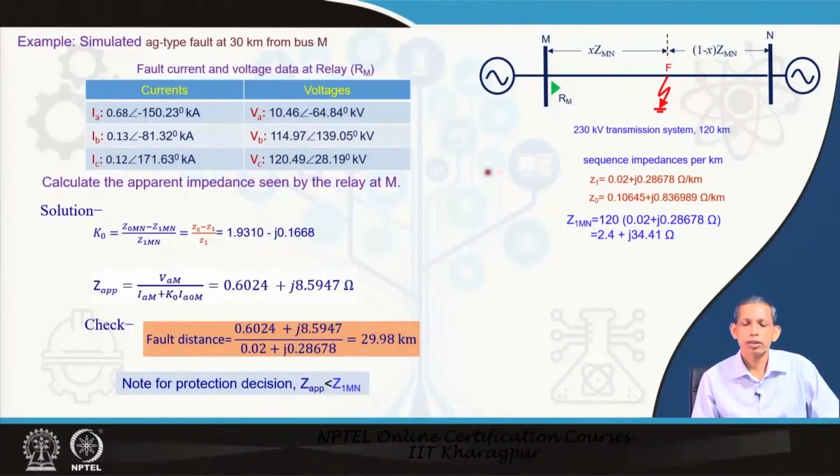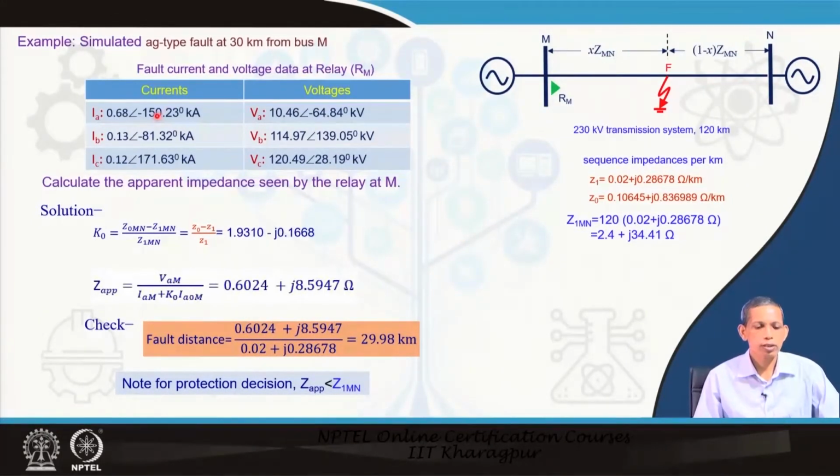Now, let us see an example for the same system, a 120 kilometer, 230 kV line, and we now have the positive sequence impedance already known, and we require the zero sequence impedance for this case. So, the per kilometer zero sequence impedance is given here; you see it is higher in the X part and also the resistance part compared to the positive sequence impedance. The Z1 positive sequence impedance can be computed as 120 times the per kilometer positive sequence impedance, and the total zero sequence impedance of the line is also 120 times this part.